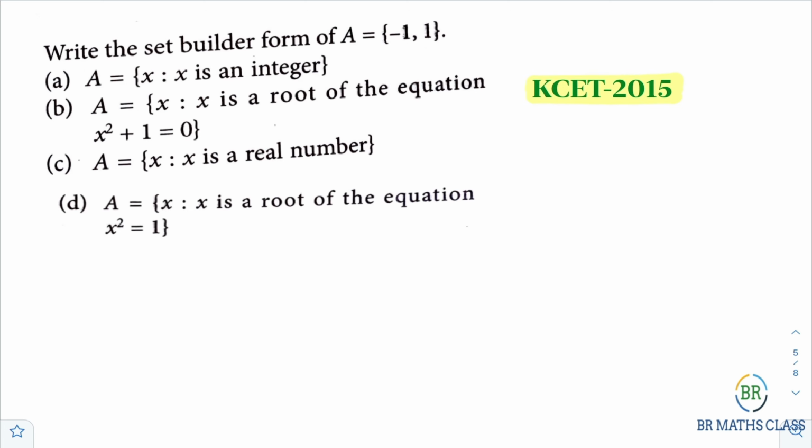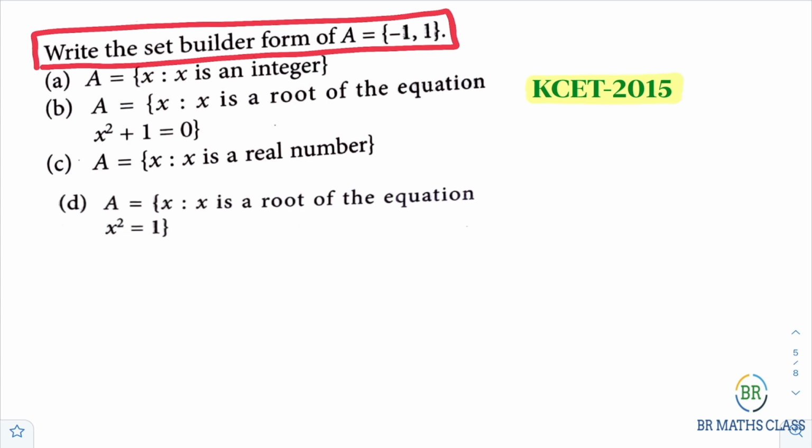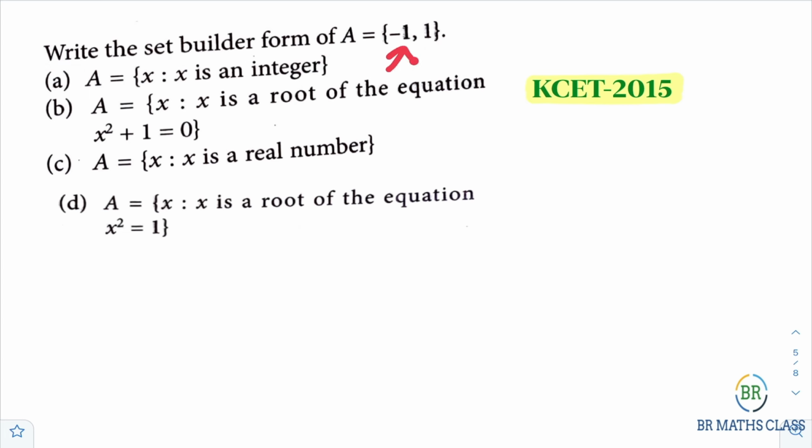Now see this question. This is the question given in KCET 2015. What they are asking is: write the set builder form. You know what set builder form is and what roster form is. In this question, all the elements are listed and separated by commas. That means this is in roster form. We need to write this in set builder form. Set builder form means all the elements are represented with their property.